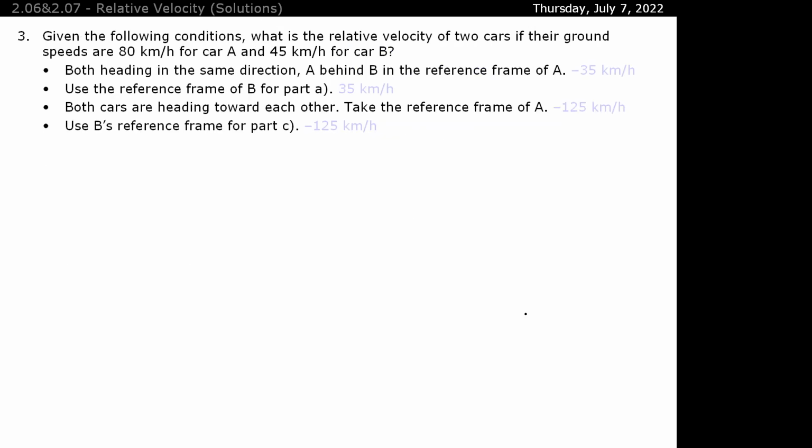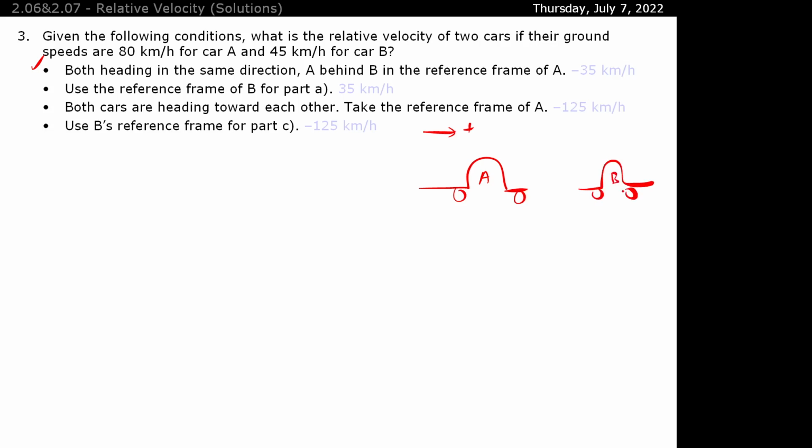Question number 3, there are 4 parts to it, and we'll start with number 1. Both are heading in the same direction. And yeah, I'll do a little sketch. Okay, if we take it that to the right is our positive direction of travel, car A is behind car B.